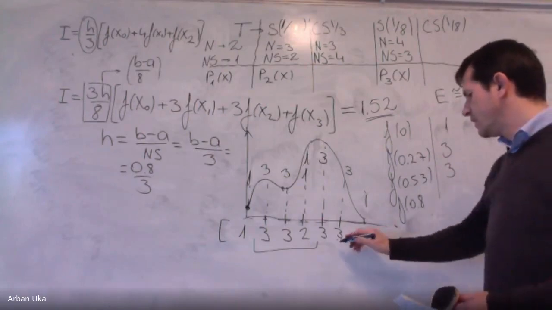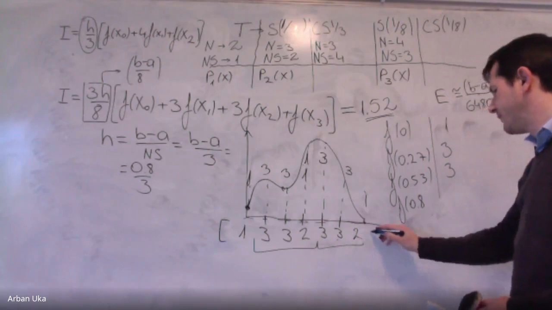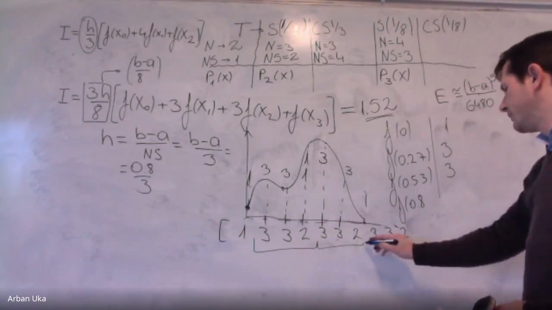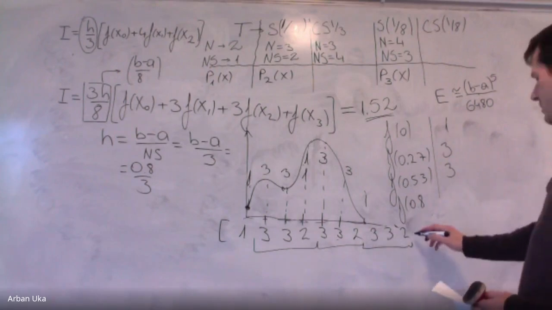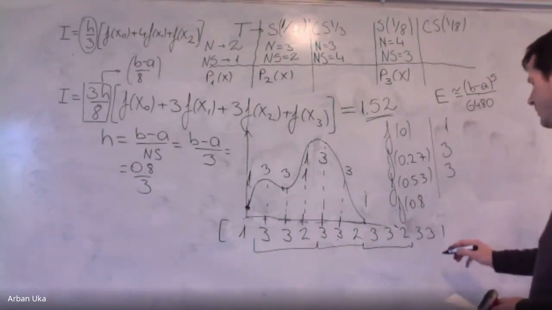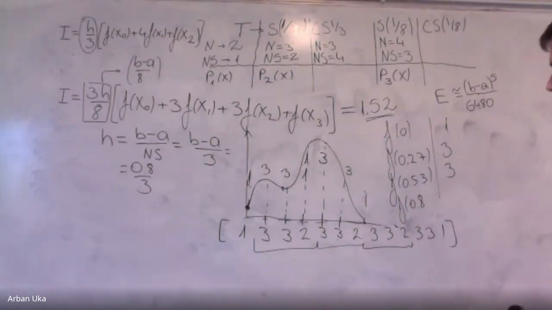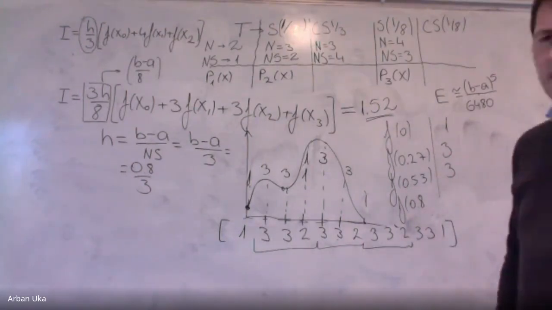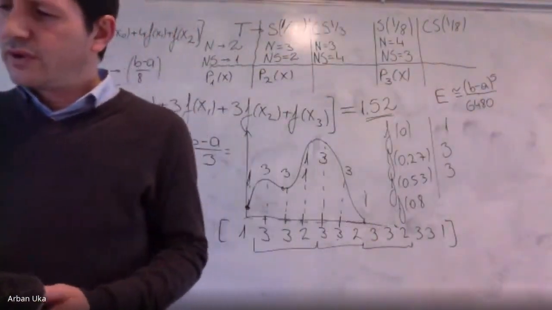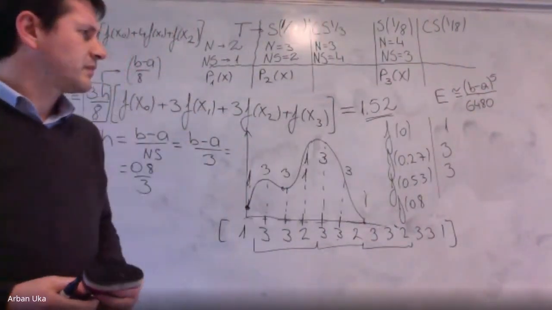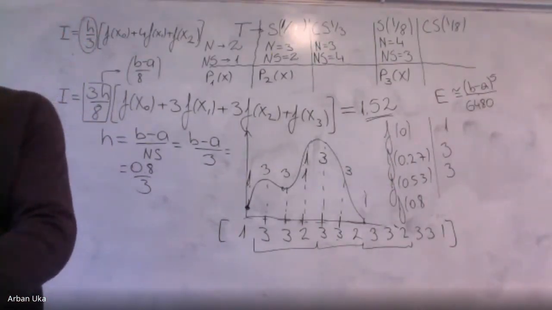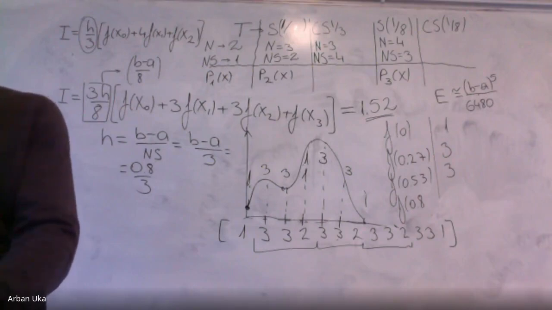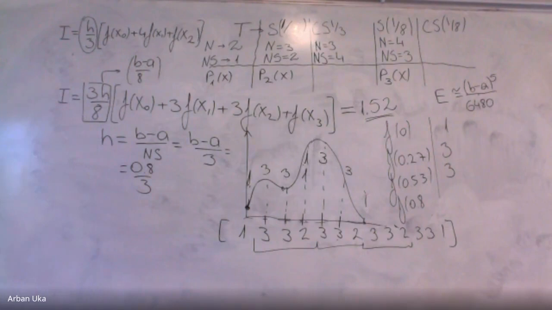Which is, again, another 3, 3, 2, and after the 3, 3, 2, this is 3, 3, 1, if it's going to end here. So these are the techniques that we can use for numerical integration. And let's see an example.